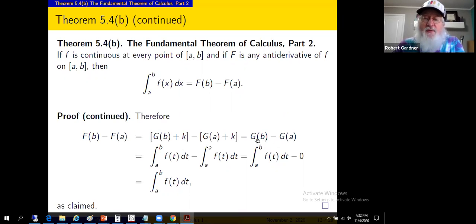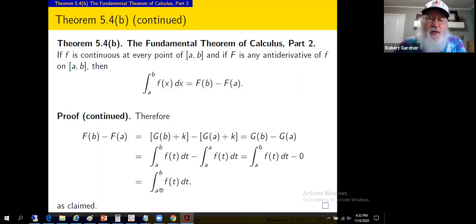And remember how G was defined. It was an integral from a to the input value. G of x was the integral from a to x of f of t dt. So G of b is the integral from a to b of f of t dt. G of a is the integral from a to a of f of t dt. Ooh, integral from a to a, that's just 0, as we stated as a property of definite integrals. I think we're really taking it as a definition. But the integral from a to a will always be 0, as observed earlier.